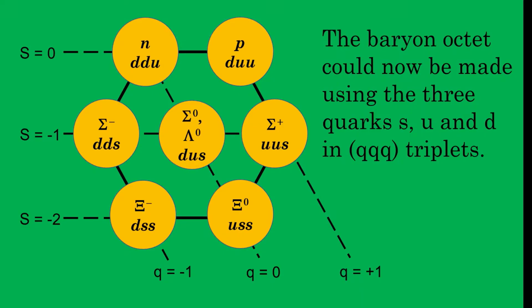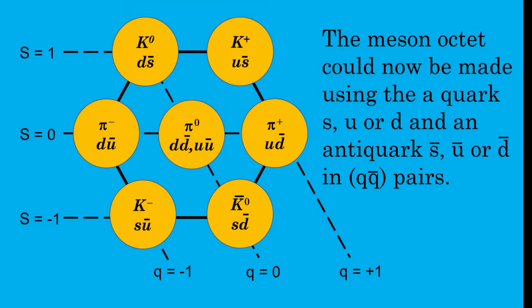With the quarks, he was then able to build baryons from combinations of three quarks, QQQ. For example, the proton would be 2 U quarks and 1 D quark, and the neutron 1 U and 2 D quarks, and mesons from a quark and an antiquark, QQ bar. For example, the negative pion would be a D quark and an anti-U quark.